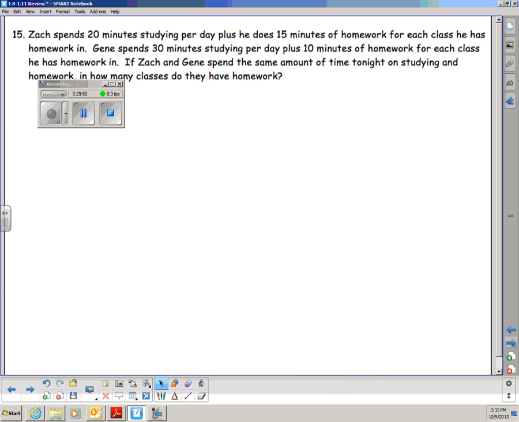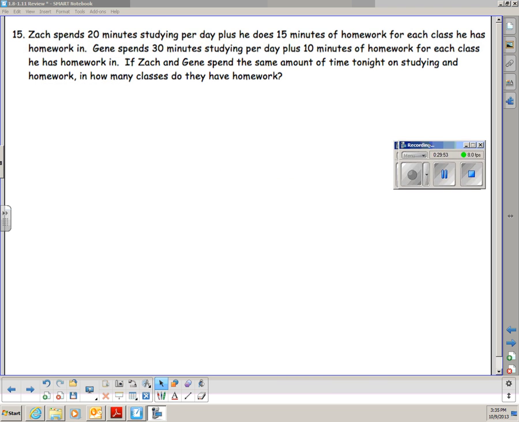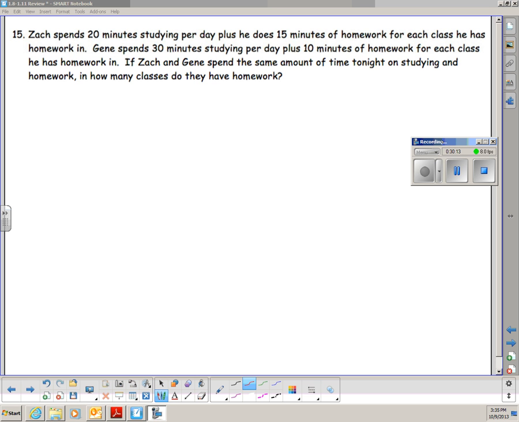Number 15. Zach spends 20 minutes studying per day, plus he does 15 minutes of homework for each class he has homework in. Gene spends 30 minutes studying per day, plus 10 minutes of homework for each class he has homework in. If Zach and Gene spend the same amount of time tonight on studying and homework, in how many classes do they have homework? So let's see. It looks like they really want us to figure out how many classes they have homework.